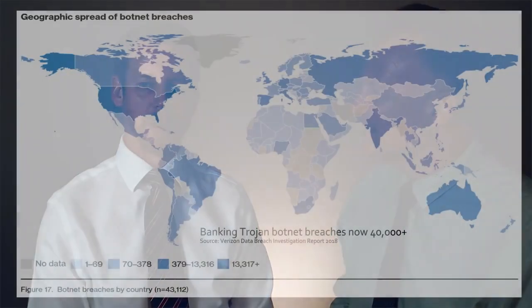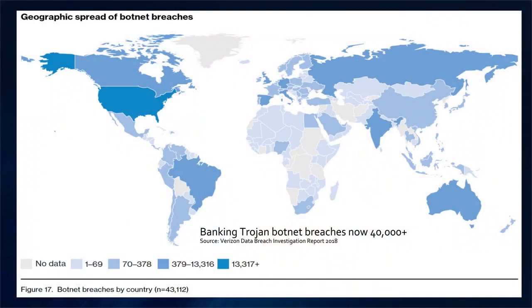Okay, we've got this picture of the world and it's all colored blue. So tell me. What this is going over is the Verizon Data Breach Investigations Report, a very well-known cybersecurity investigation report that's published on an annual basis. This is from 2018, and it says there are more than 40,000 botnet breaches for the banking sector. Just the banking sector? Just the banking sector. Not any other industry? No other industry. Wow. This is really talking about how botnets steal money from individuals and transfer that to cyber criminals. So it's quite an extensive network of botnet breaches.